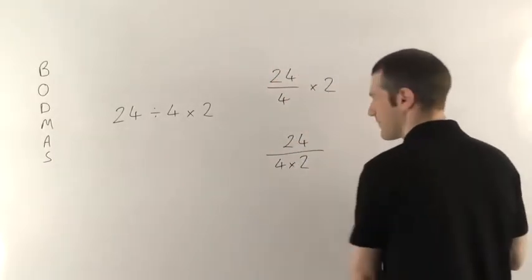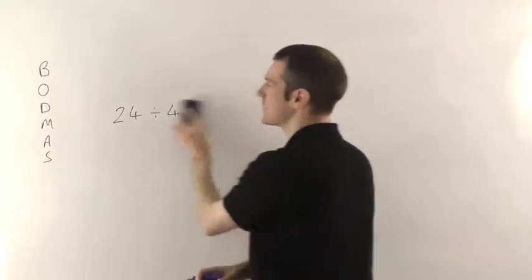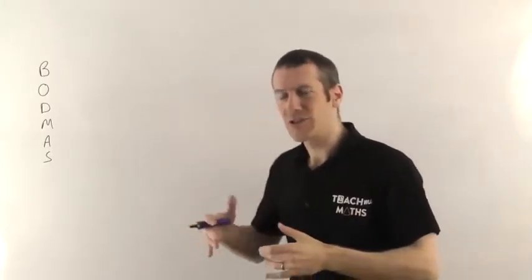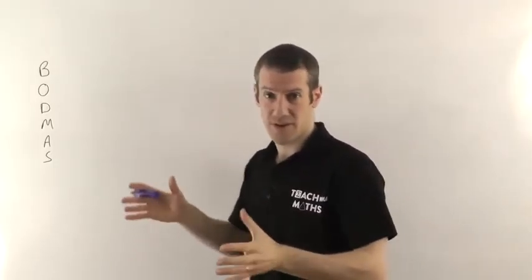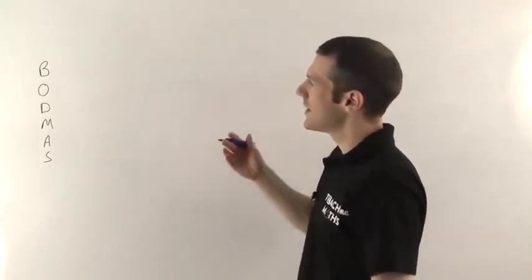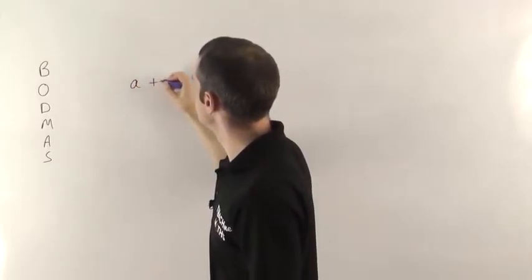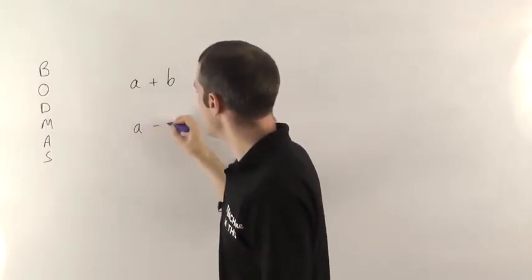Okay, now bearing that in mind, I want to talk about the four operations. So you're dividing, multiplying, adding and subtracting. I want to give you a way of thinking about it that will help you later on when you're messing around with the terms in algebra. So if we have adding and subtracting, let's imagine we've got A plus B, or possibly A minus B.